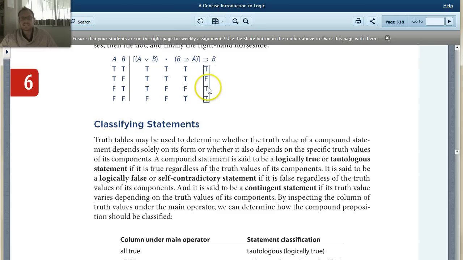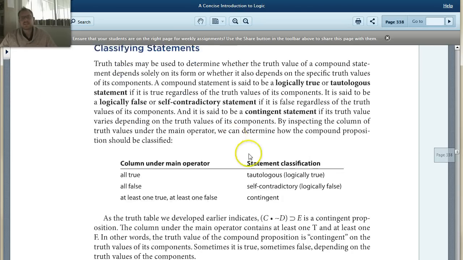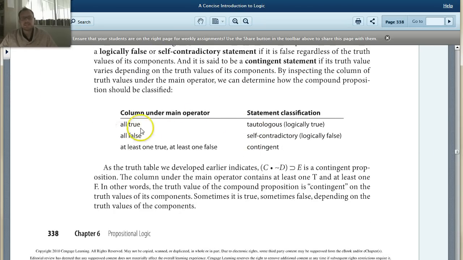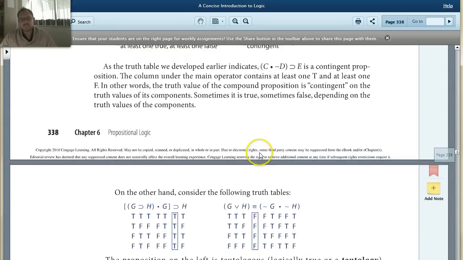Okay, you can see he does the same thing. Since this is the main operator, this is what follows. These are the truth values we're going to look at. If you classify this statement, it's contingent. Okay, so let's take a look at here. Again, all true, all false, and then contingent.